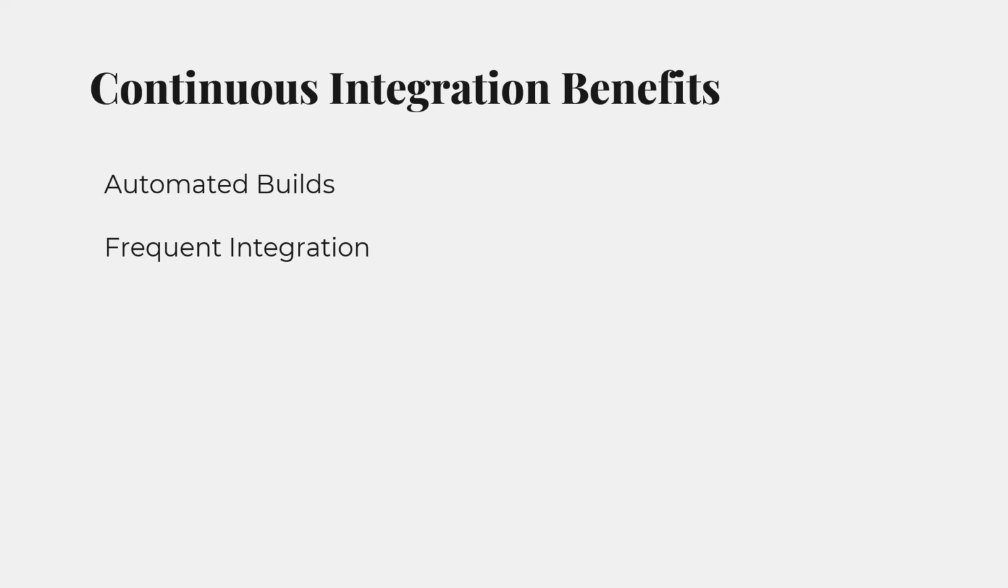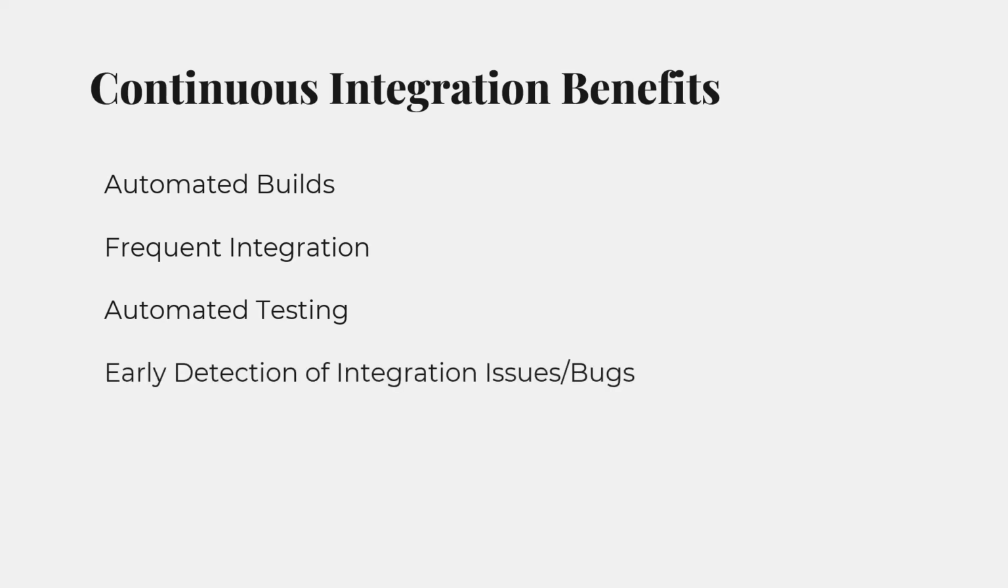The third benefit of CI is automated testing. With CI, developers can automatically run a suite of tests against their code changes, including unit tests, integration tests, and other types of tests. This helps catch issues early and ensures that the code changes work as expected. By catching errors early before they cause bigger problems downstream, developers can avoid costly and time-consuming rework.